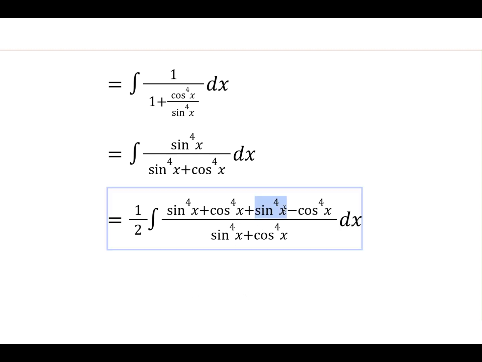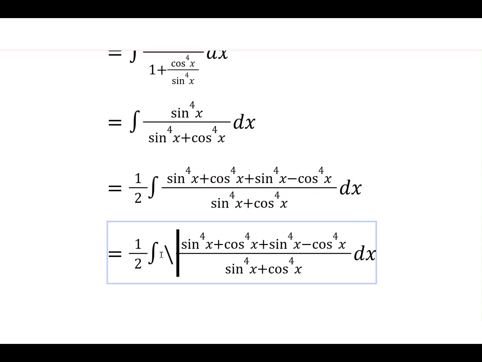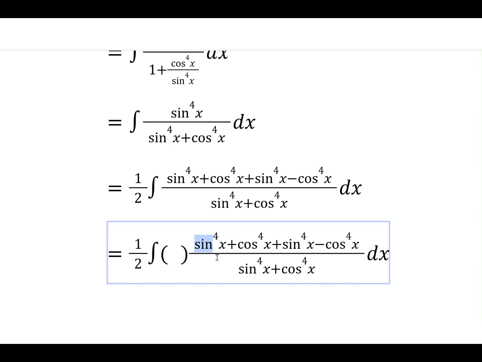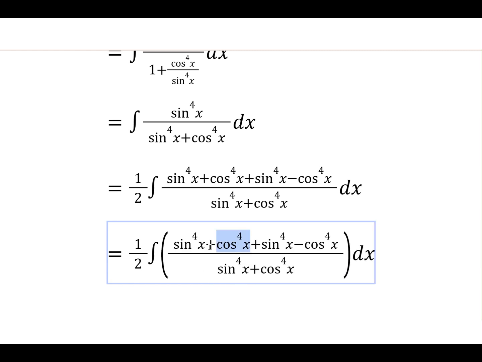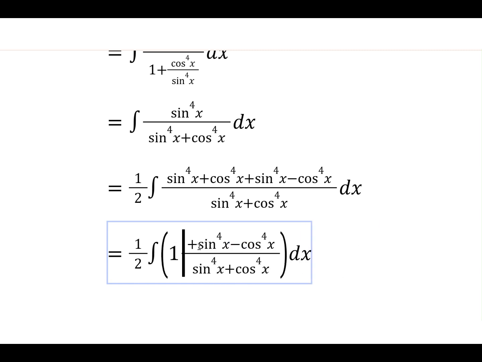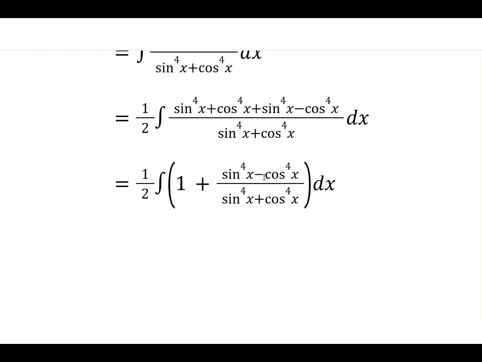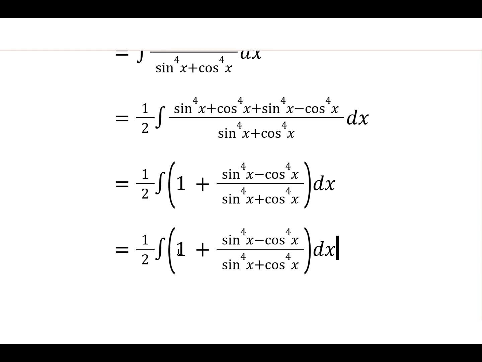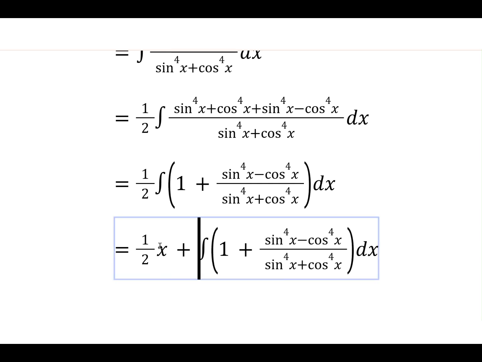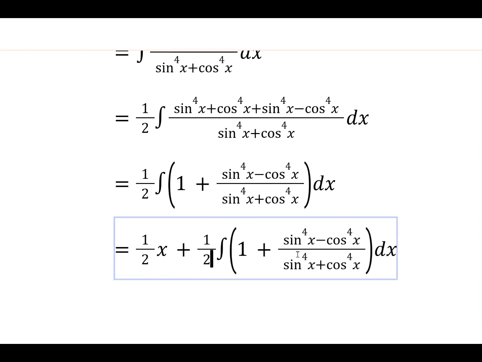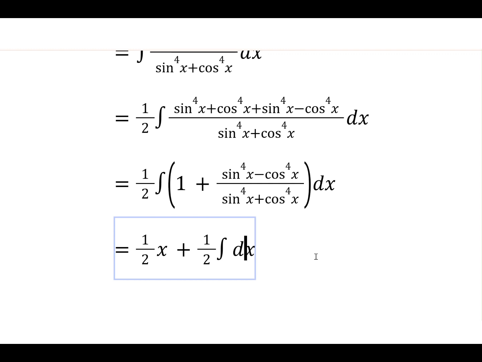And this form is quite useful because we've introduced this sine to the 4 minus cos to the 4. And that's going to give us a difference of squares. But also we can cancel with the denominator. So let's rewrite this. So when we split up the fraction, we get a 1 here. And we're adding this thing. Okay, cool. So we can simplify this first part. The integral of 1 is just x. And the rest is just this.